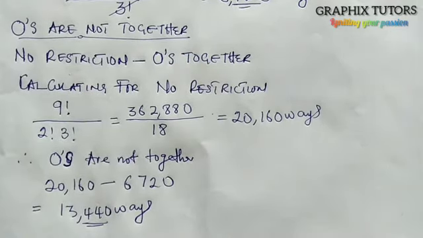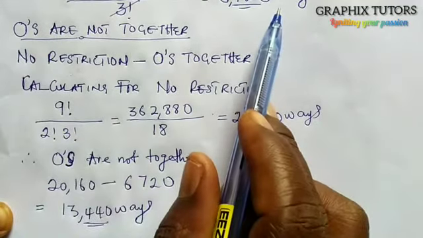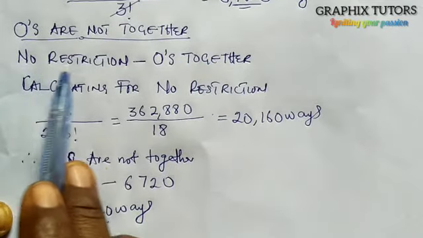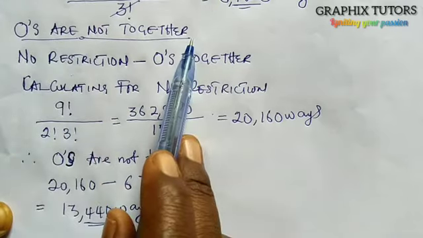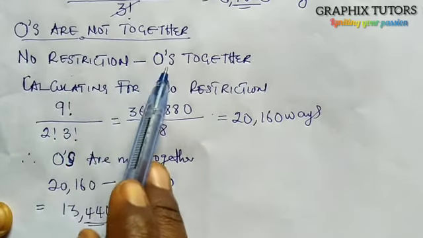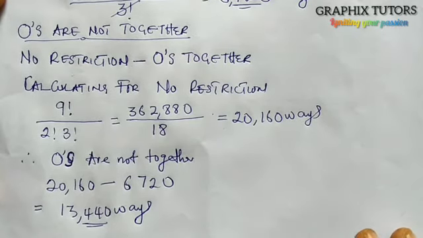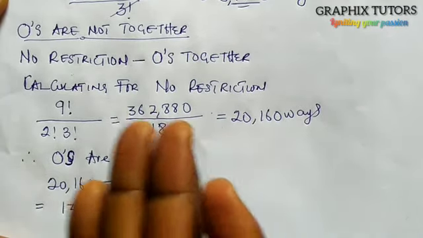Whenever you're given a question like this, this is how you calculate them. So if they say the ends are not together, it will be no restriction minus ends together, and so on and so forth. So this is how you attempt questions like this. If you watch my previous video, you're going to understand better what I just explained here.